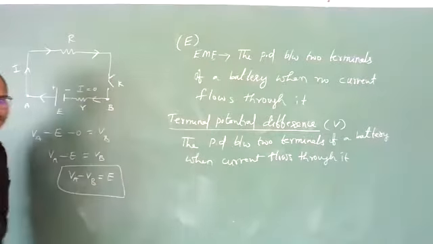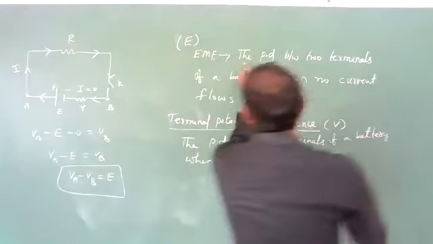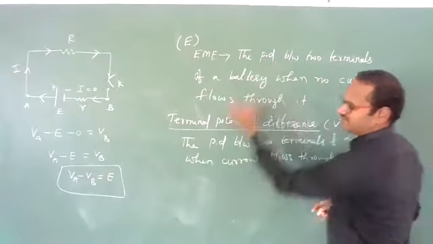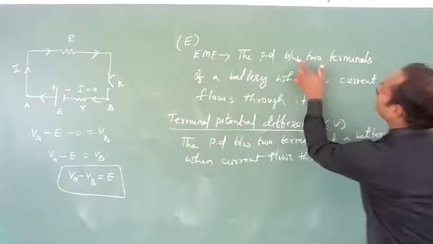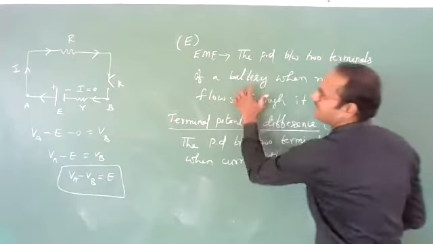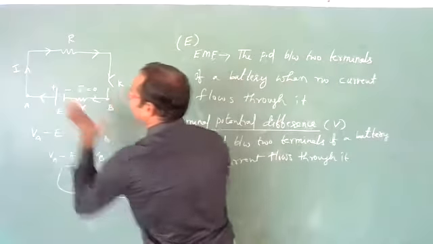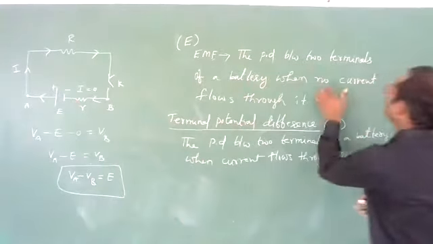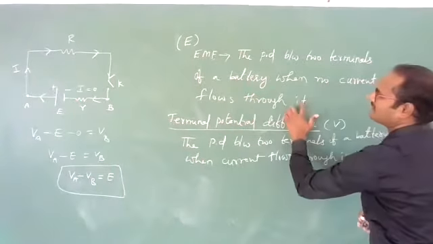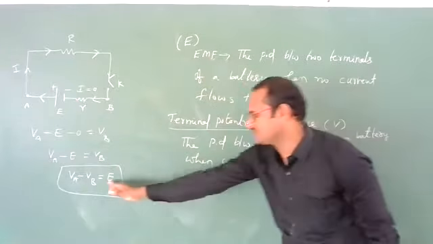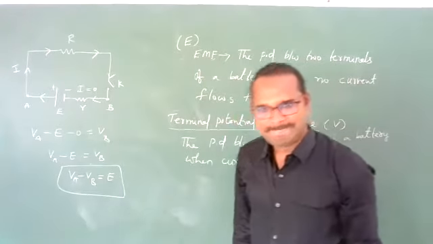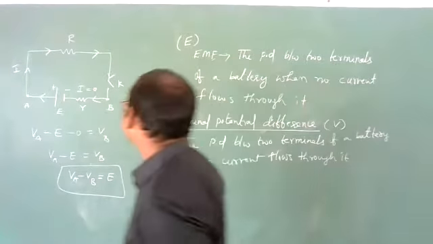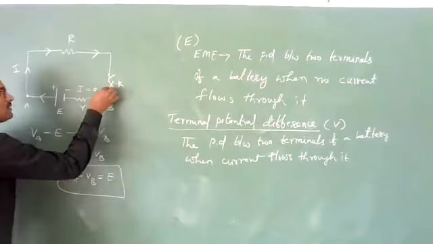This is what I have explained here. See, the potential difference between these two terminals of a battery, when no current flows through it, is called EMF. Now, let us suppose this key is closed.